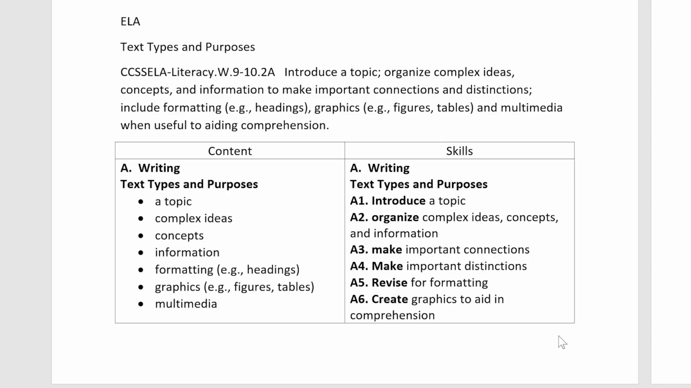Again, I can't say it enough, I'm going to bold my actual verbs. I want to make it so easy for a teacher to come into my unit plan and see exactly what a student is expected to do with the content. And that one's ready to go.